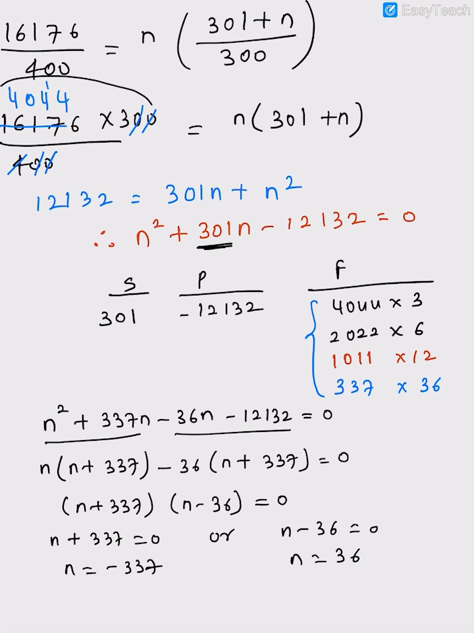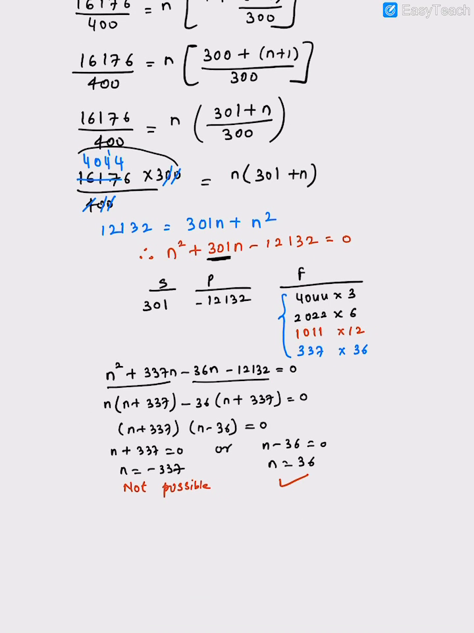So what do we write out here now? That this one is not possible, and this is the correct answer. So what is the total number of months? It will be 36 months.